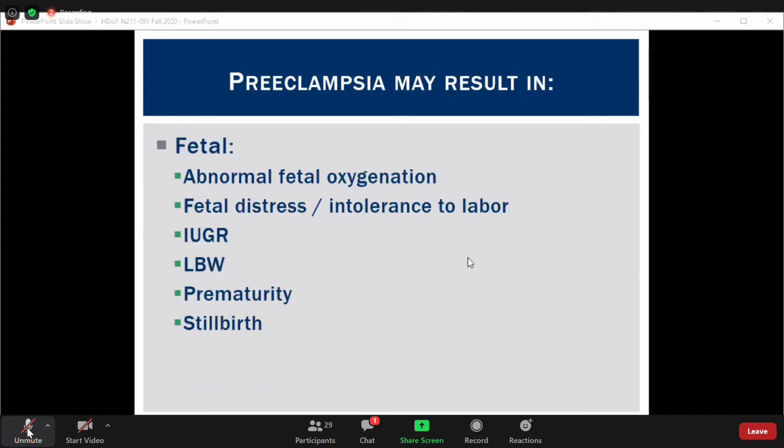On the fetal end, abnormal fetal oxygenation, we already talked about why, because of the vasoconstriction of the placenta. Fetal distress, intolerance to labor. So how is your fetus going to tell you that they are in distress? What is the fetus doing that tells you they're in distress? Fetal heart rate, say that again. Fetal heart rate, what?